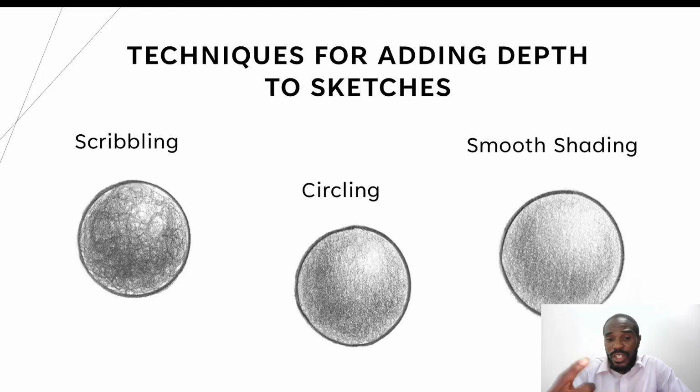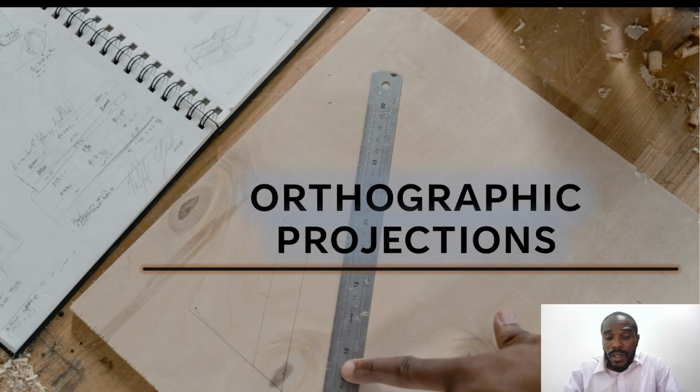The smooth shading, you incline your pencil or your pen at an angle and you run it over, okay, several times, back and forth, to shade. We've all known how to shade at some points in our educational journeys. Great. Now let's move on to orthographic projections, okay?